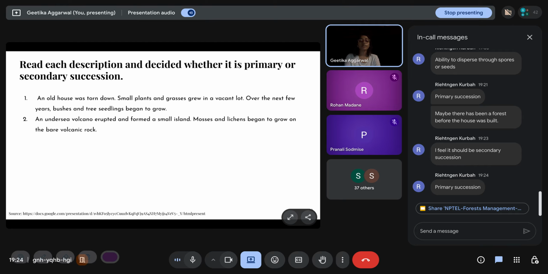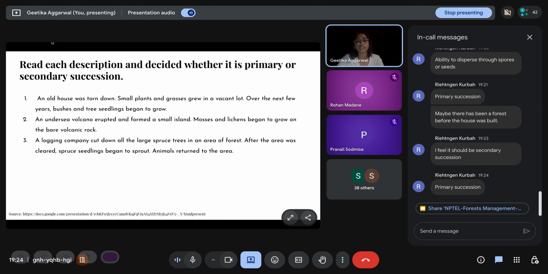Yes, this would be an example of a primary succession, because very clearly in this example, a volcano erupted under the sea and a small island has formed, which means there's nothing but solidified lava there. So there's not going to be any soil. And mosses and lichens are the pioneer species, on bare rock. So it's an example of primary succession.